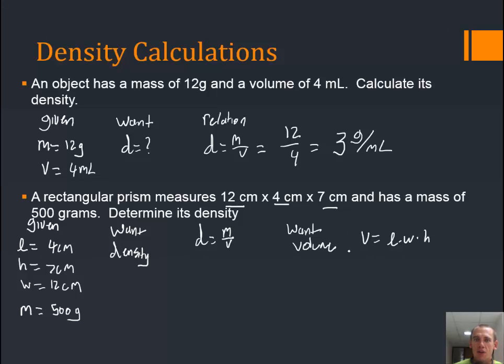So because this is a two-step process, I need volume to get density. I've got to start with volume. So 4 times 7 times 12. 4 times 7 is 28, times 12 is 336 cubic centimeters, and that's cubic centimeters because we took centimeters times centimeters times centimeters. So mass divided by volume, 500 divided by 336 is going to give me a number a little bit more than 1, maybe 1.3ish, somewhere in there, grams per cubic centimeter. Feel free to use a calculator when you're doing this math.